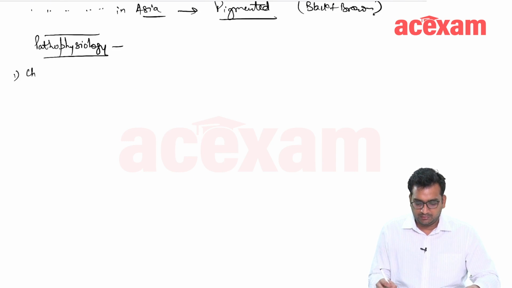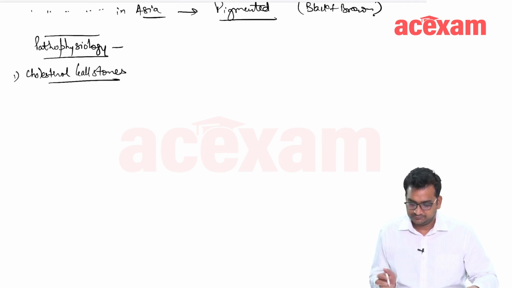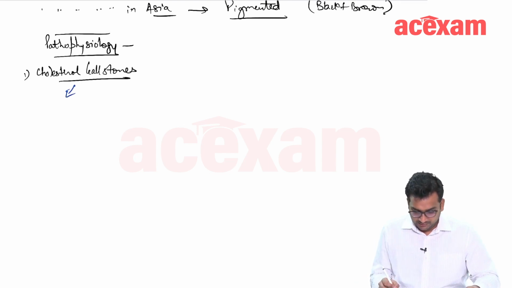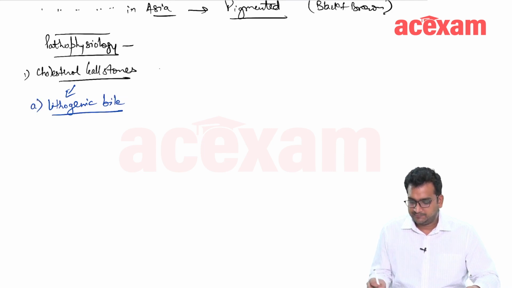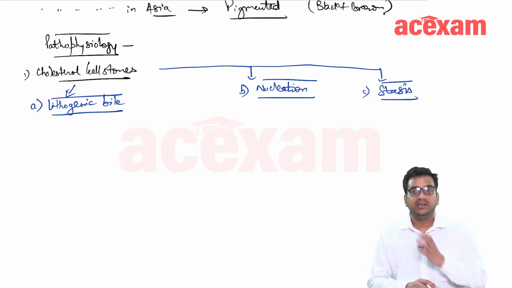Now regarding the pathophysiology of gallstones, first we will discuss cholesterol gallstones. There are three factors which are important. First is lithogenic bile, then second is nucleation, then third is stasis. These three are important: lithogenic bile, nucleation and stasis.